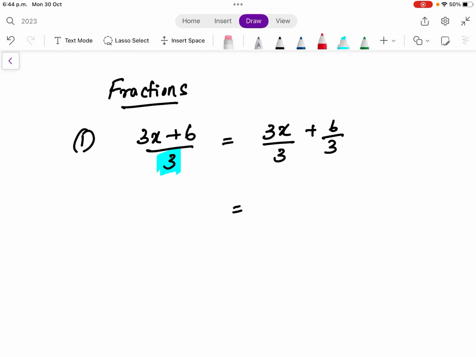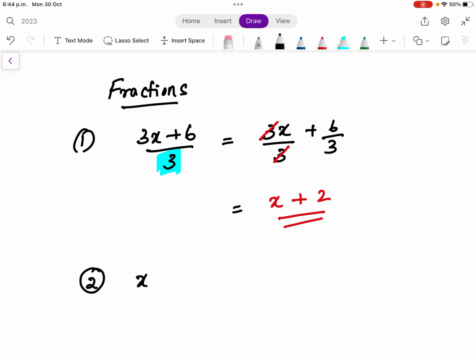And now for the first one, I can just cancel this off because it is there in the numerator and the denominator. If you multiply and then divide a number by the same number, then the value remains the same. So this will be x plus 6 over 3 is 2. So this is the answer, okay?